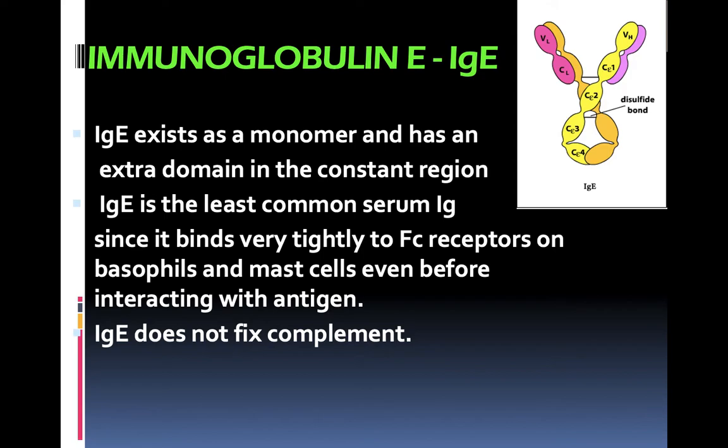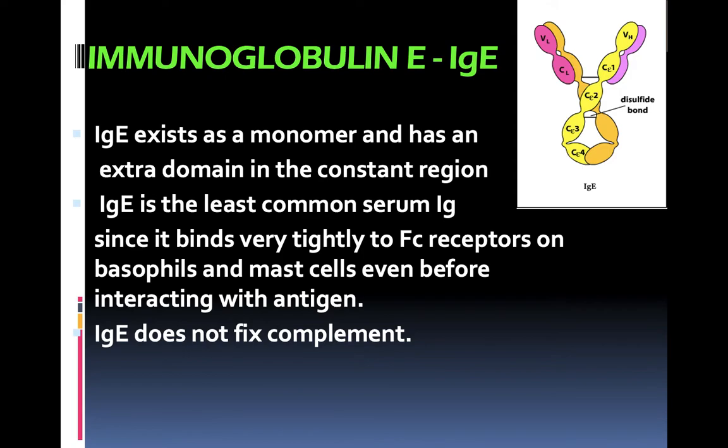Okay, so now let's go back to our discussion and let's describe what IgEs are. So immunoglobulin E, or IgE, the second to the last type of Ig that will be covered in this preliminary lecture. IgE exist as monomers and they have an extra domain in the constant region. IgE is the least common serum Ig since it binds very tightly to Fc receptors on basophils and mast cells. Probably you've always encountered mast cells and basophils with IgE, no? Most of the time they exist in the same sentence.